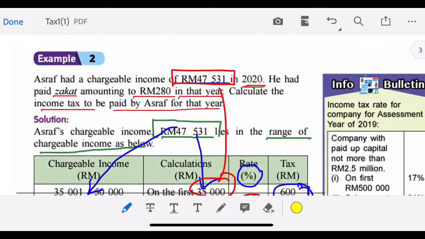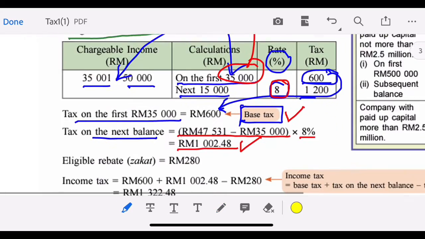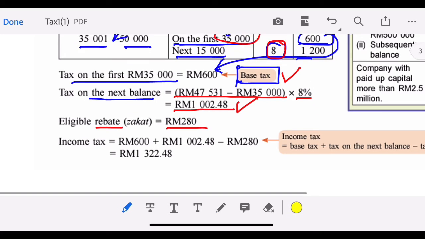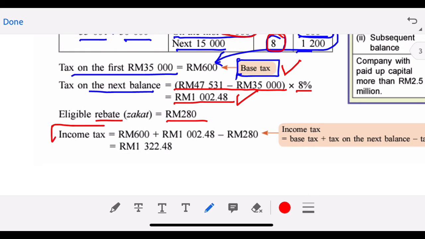Also, you have to consider zakat, which is a so-called rebate. Encik Ashraf is eligible for a rebate of 280. So how to calculate the income tax? The income tax is equal to the base tax plus the tax on the next balance, which I call TNB, minus the rebate.